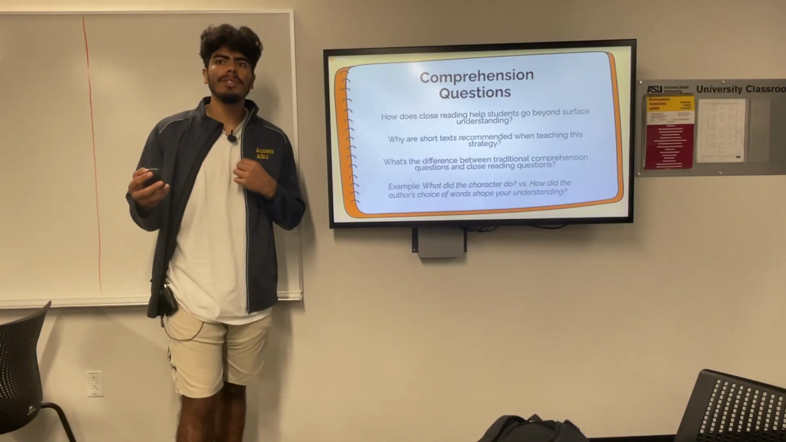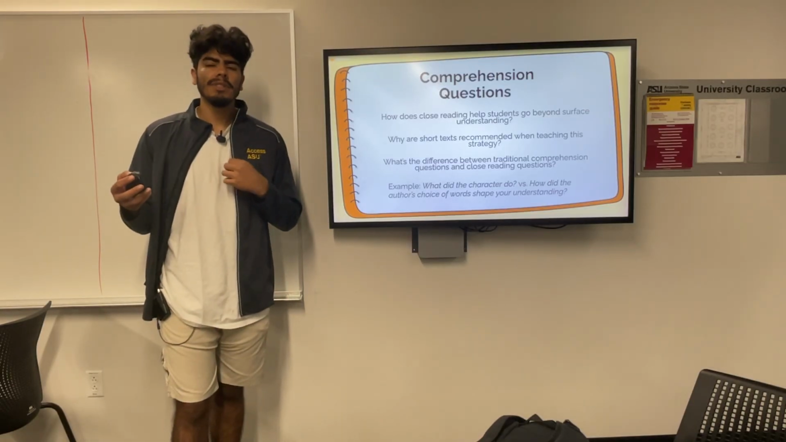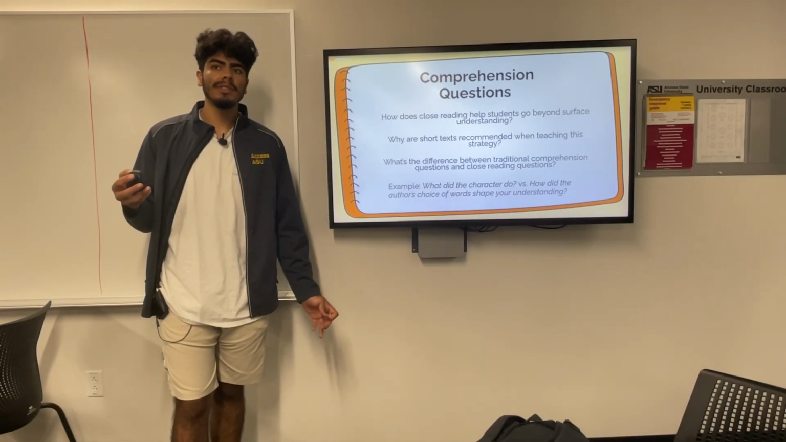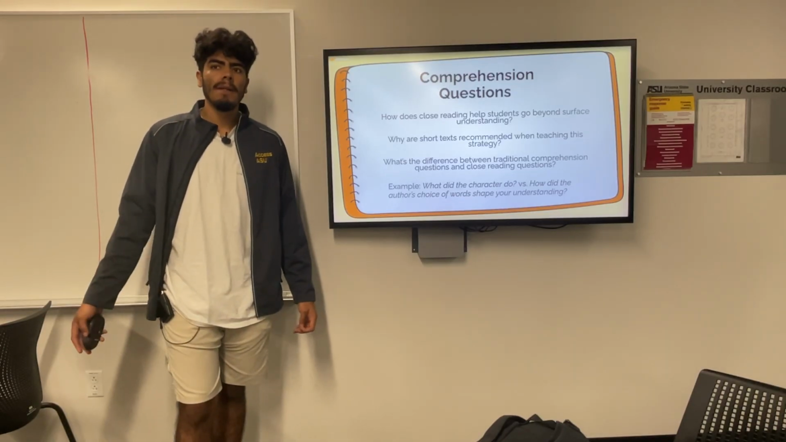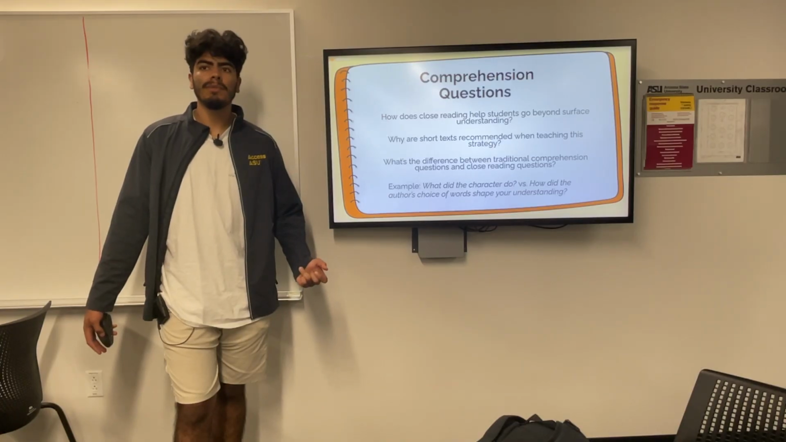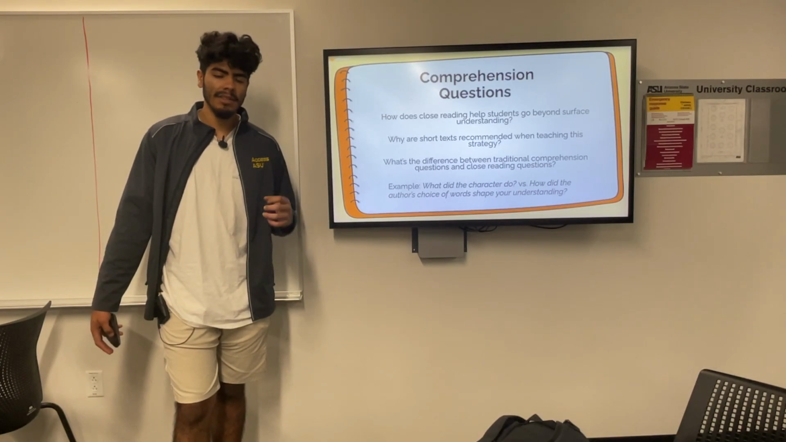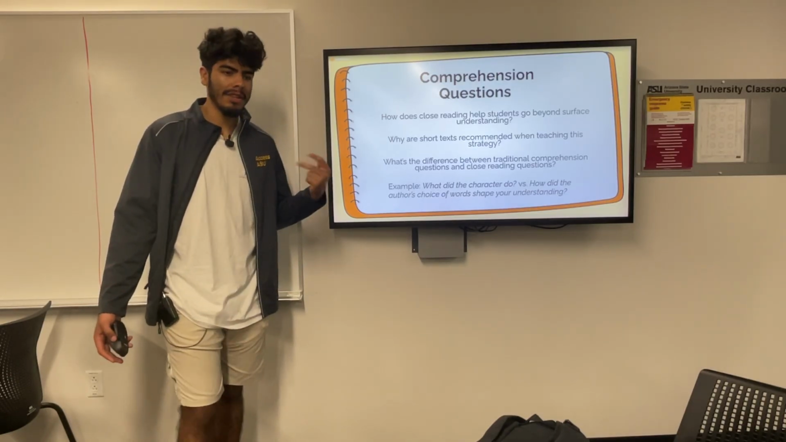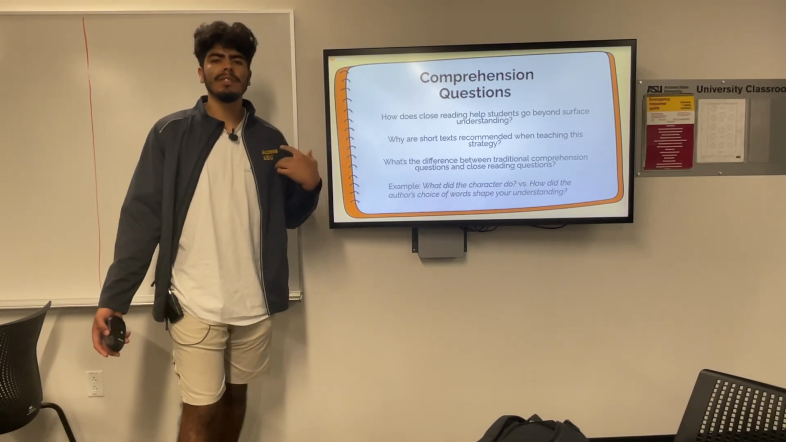What's the difference between traditional comprehension questions and close reading questions? An example of a traditional comprehension question is what did the character do, versus a close reading question like how did the author's choice of words shape your understanding? This would be reading a sentence, looking at it at face value, and then thinking, all right, how would the author changing that sentence to something very similar change what it meant to you?